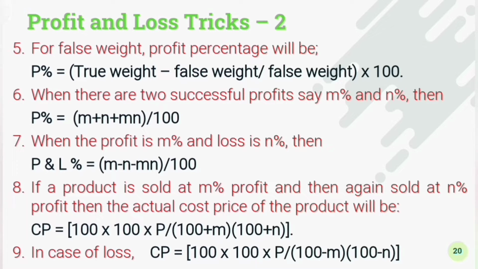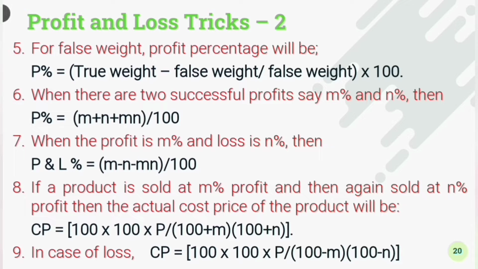Number 6. When there are two successive profits, say m percentage and n percentage, then profit percentage is equal to (m plus n plus mn divided by 100). Number 7. When the profit is m percentage and loss is n percentage, then profit and loss percentage is equal to (m minus n minus mn divided by 100).